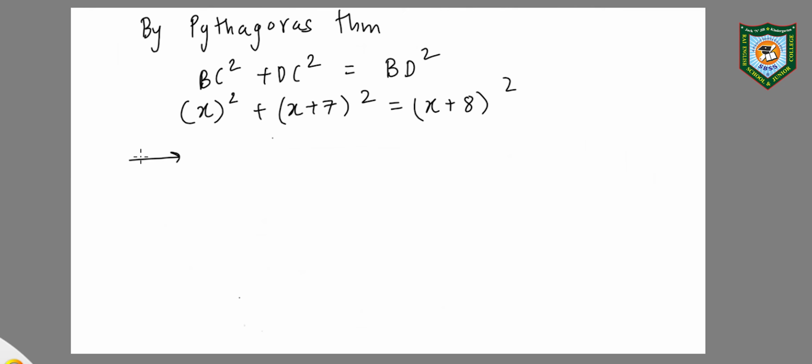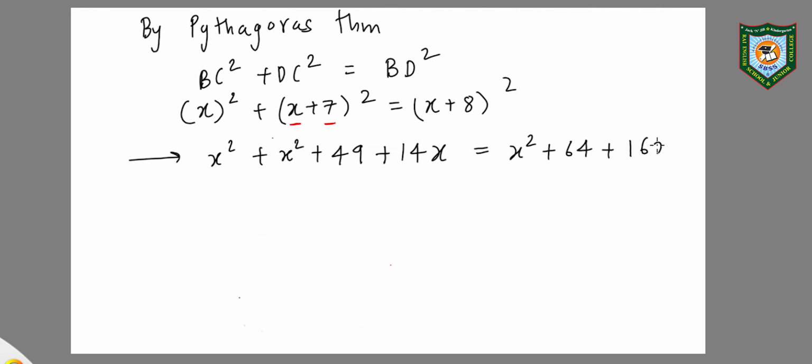So this becomes x square plus, this is in the form a plus b whole square, so I get x square plus 7 square is 49 plus 2 times ab. In this case, my a value is x and my b value is 7. So my 2ab value becomes 14x, and on the right hand side I have x square plus 64 plus 8 into 2x is 16x.